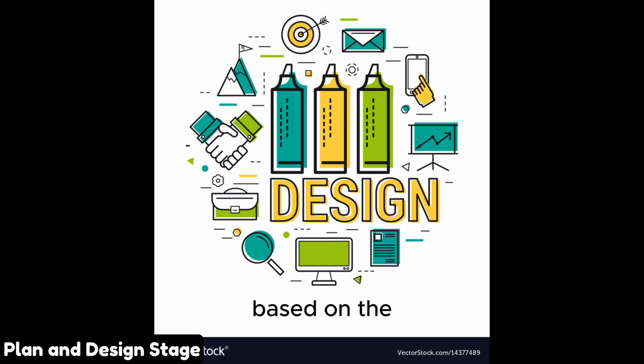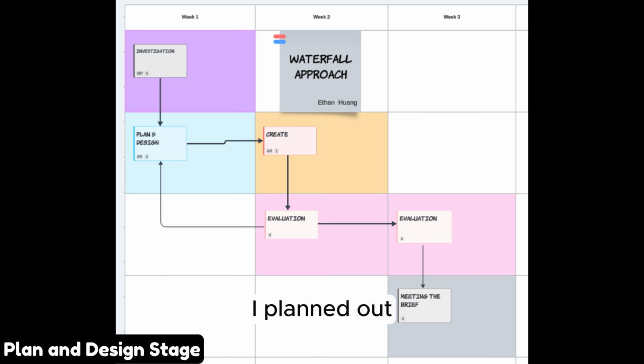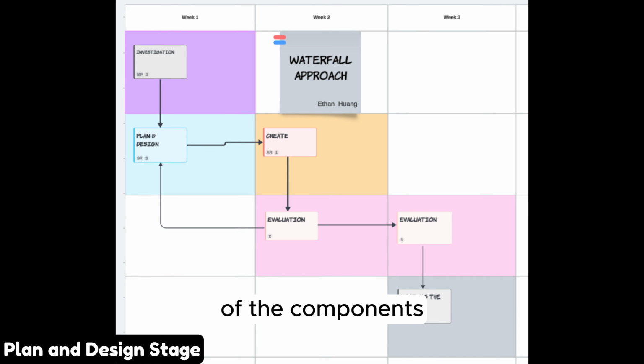My project is based on the idea of a wishlist. This means that it aims to store any input data a user types and store it so that the user can refer back to it at any time. I planned out additional factors as well. Using the waterfall approach with an iterative process, I came up with the outline of the components.